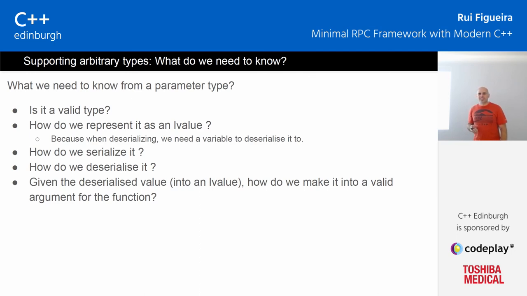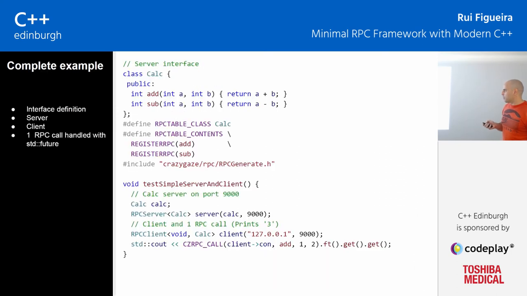Anything else? Could you go back to the complete example? You said that in the first pass you don't have that macro defined, right? No, this is not defined. So I might have got this wrong, but you have to manually configure the second pass for this to work in order to generate the... Yeah, I'm not showing this here.